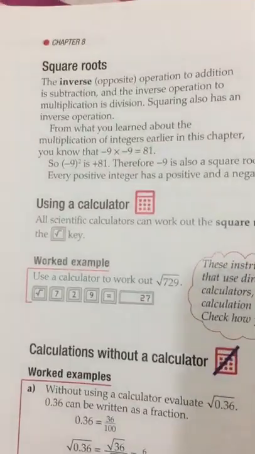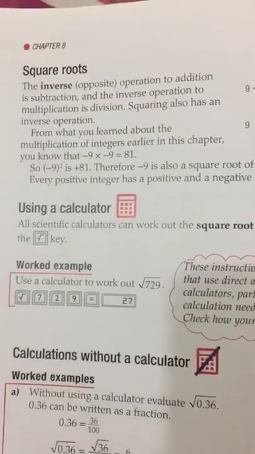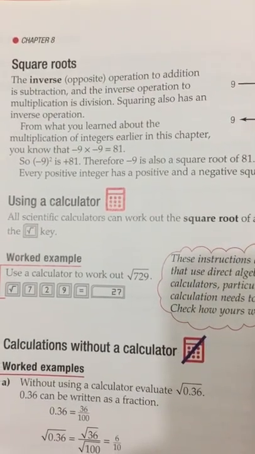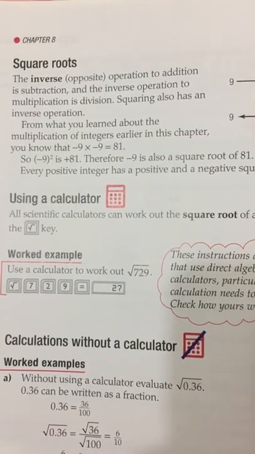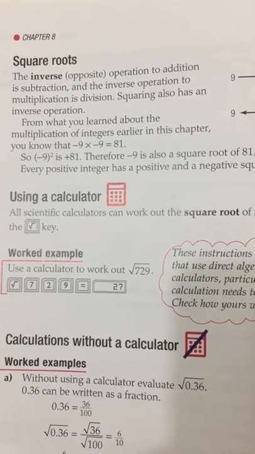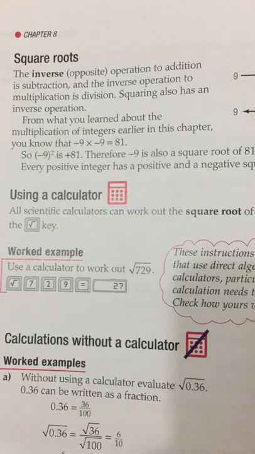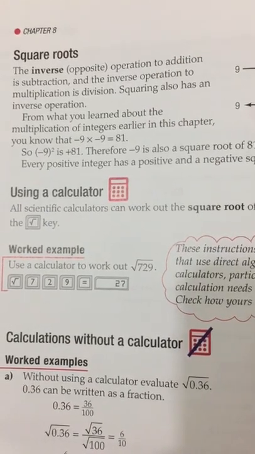Now, what are square roots? Square root is actually the inverse of squares. The inverse operation to addition is subtraction. The inverse operation to multiplication is division. In the same way, squaring also has an inverse operation which is called the square root.